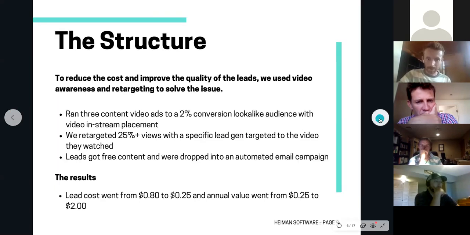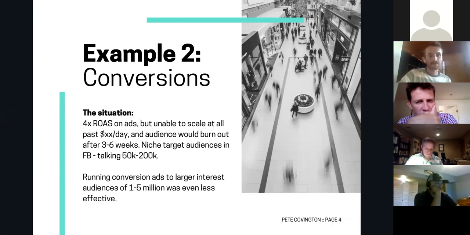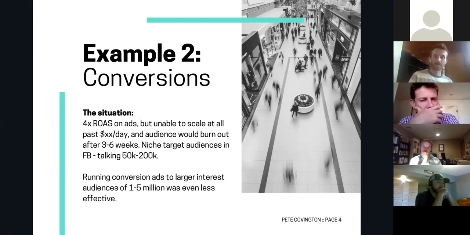And so now we're going to go on to example 2. The situation was a 4 times return on ad spend, but we were unable to scale at all past an X dollar amount a day. And an audience would burn out after 3 to 6 weeks of seeing ads. Each target audience in Facebook was between 50 and 200, depending on the specific campaign. And then running conversion ads to a larger interest audience of 1.1 to 5 million was even less effective.